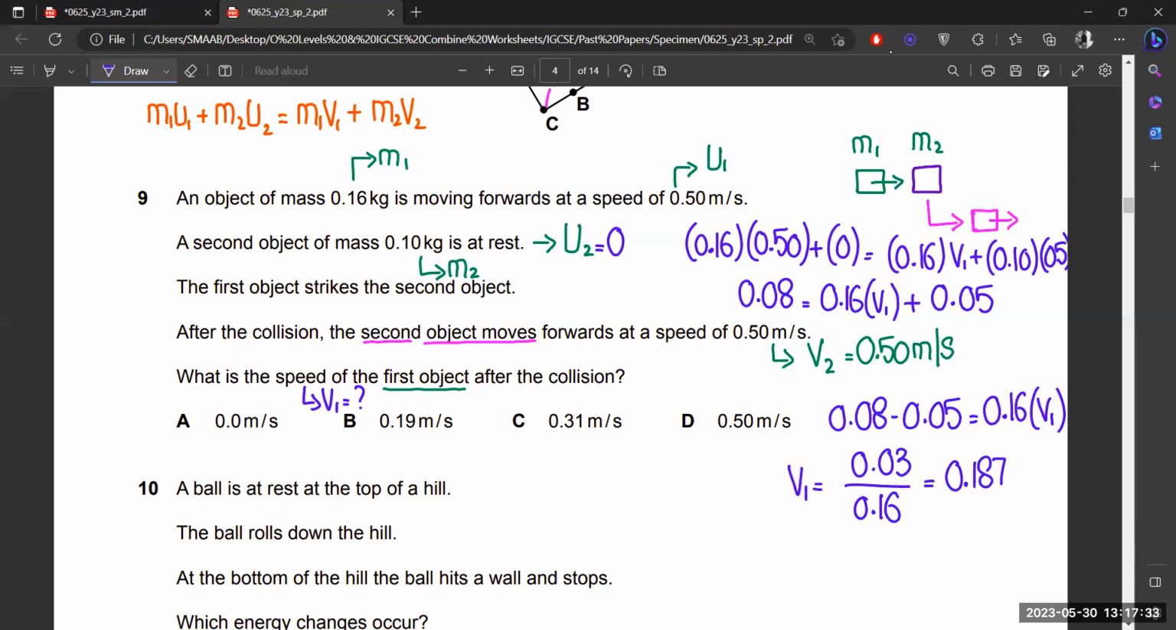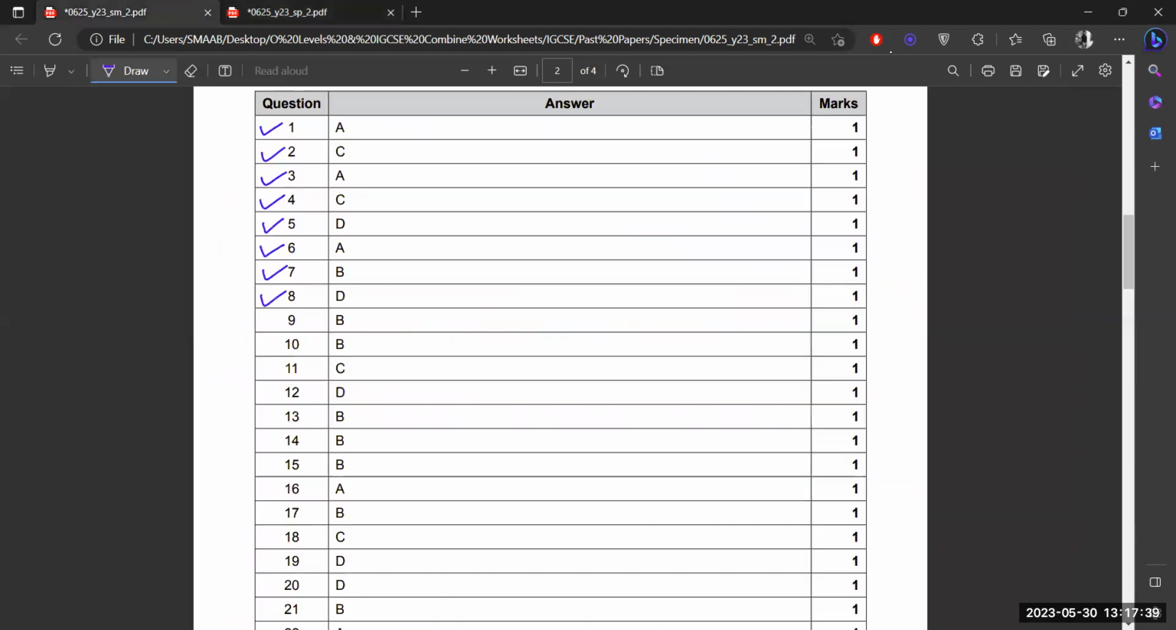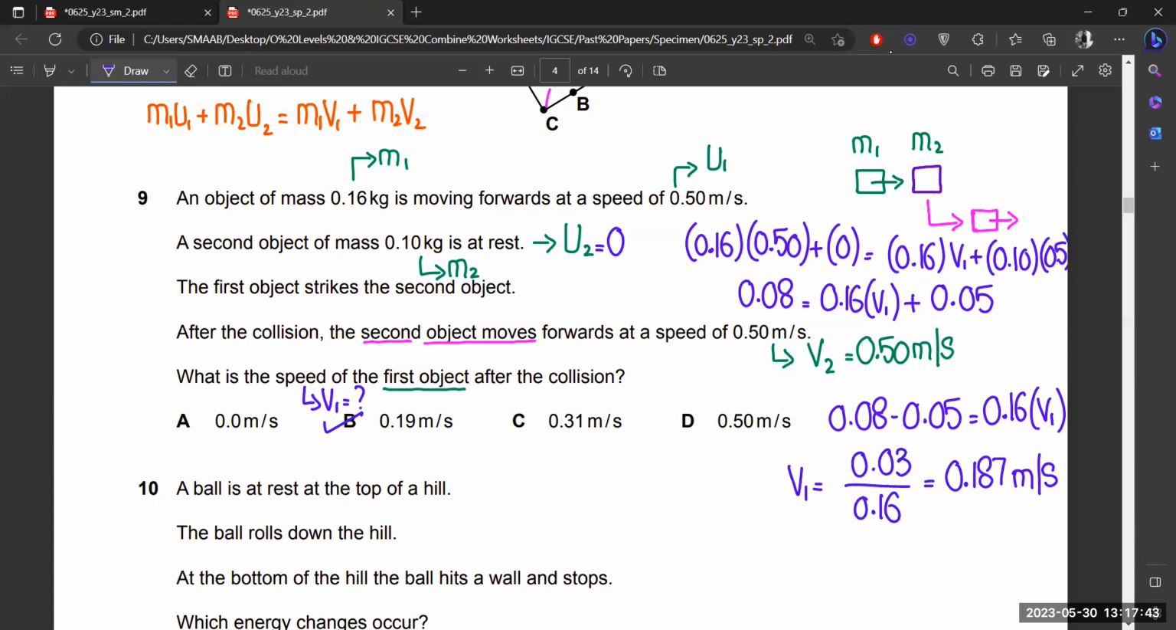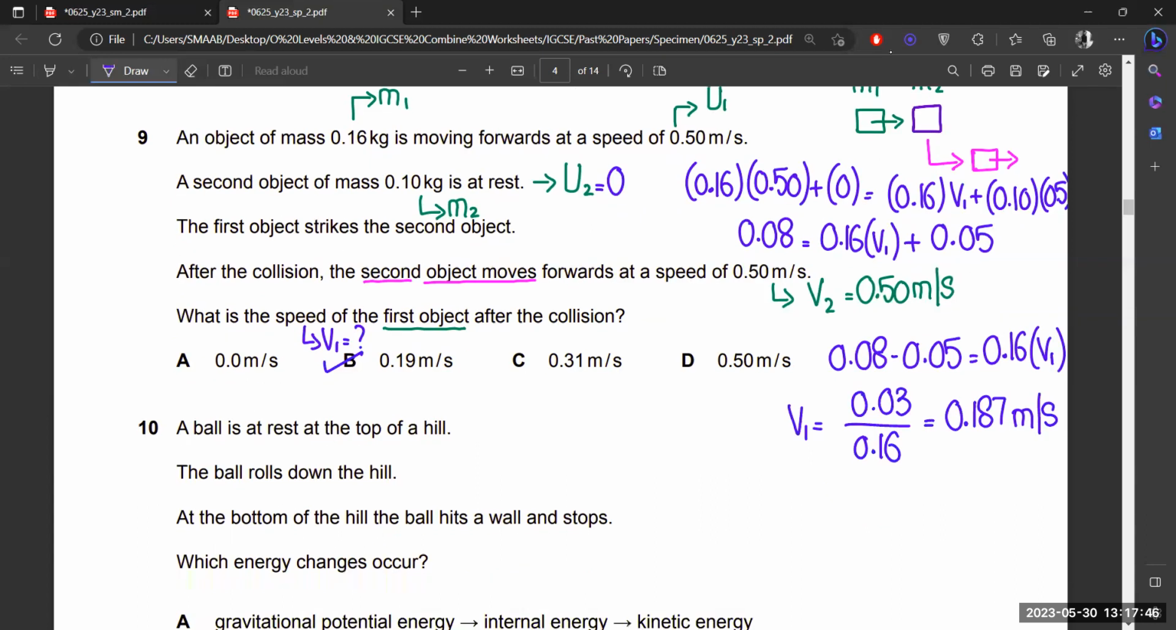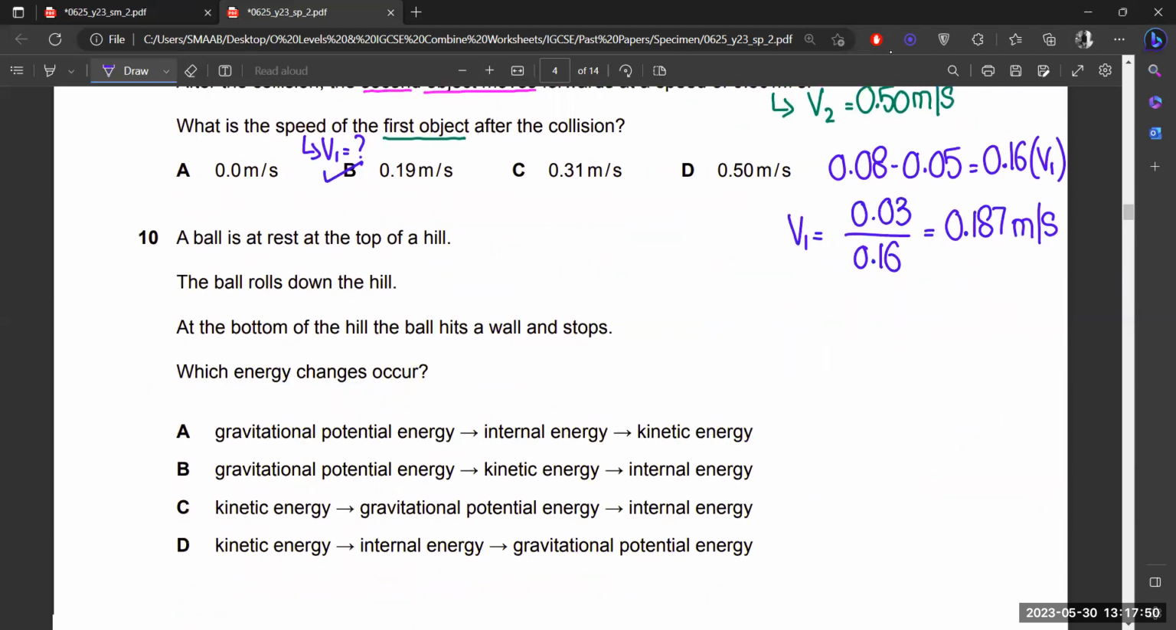So if we round off the value, we will get 0.19. That is option B. Okay, so for question number 9, option B is the right choice. That is also simple. You just need to calculate by substituting the accurate values.